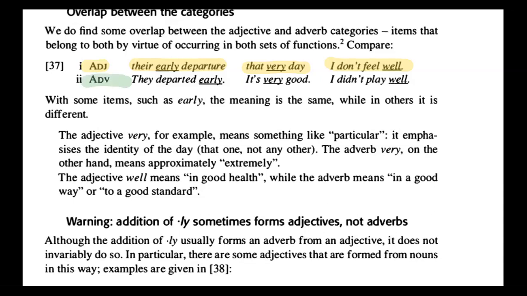Here the adverb: they departed early. هم غادروا early باكرا. It's very good. I didn't play well. Okay. So here well becomes different. So well might be an adjective. Well حسنا ممكن تجي بمعنى شكل منيح أو جيد، وبتجي بمعنى بشكل جيد.